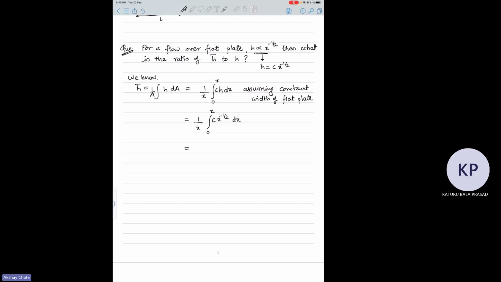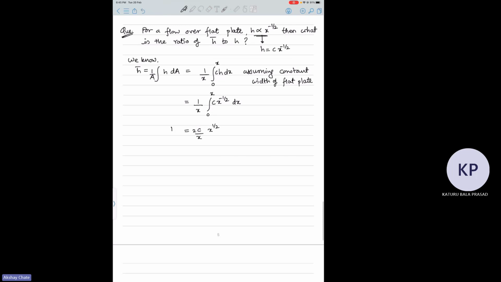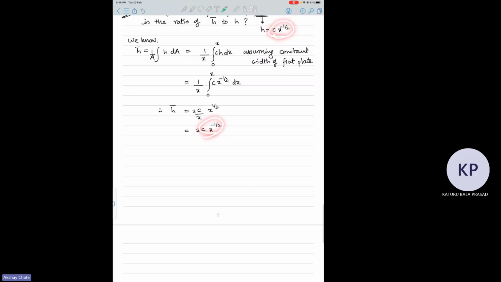If you do that, same thing again. This c will come out of the integration and you will have 2 here and x power 1 by 2, because 0 will go to 0 and this limit will be there. So this is your h bar up to that x, and then this is nothing but 2c x power minus 1 by 2. And you know this c x power minus 1 by 2 is nothing but your h. So therefore, h bar is nothing but 2 times your local heat transfer coefficient.